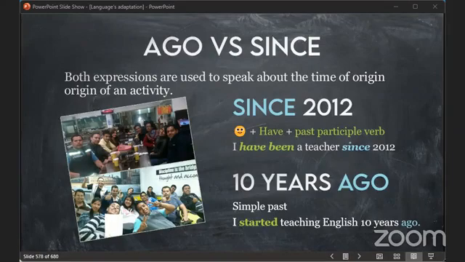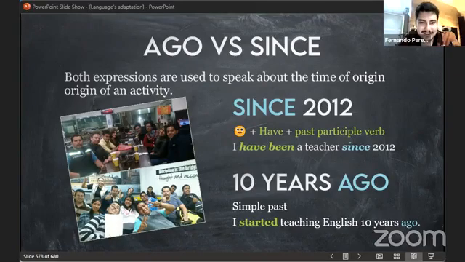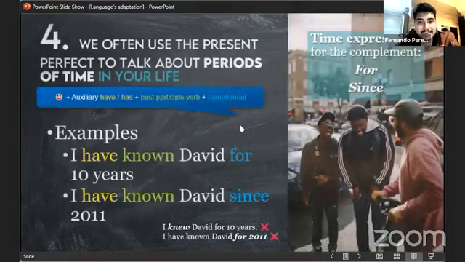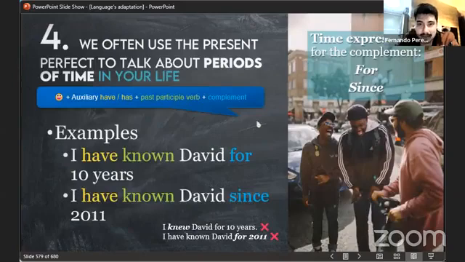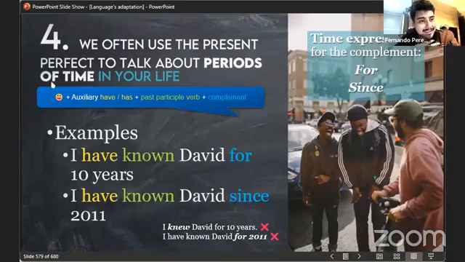Right? That's the difference. This difference is very important that you dominate. So let's make examples because we are talking about periods of time. These two differences are super important to speak about periods of time in your life. In my case, teaching English: I have taught English since 2012 for 10 years. The connector for speaks about the period.